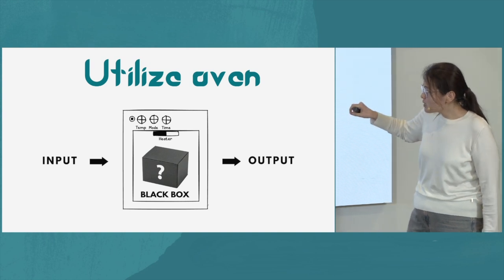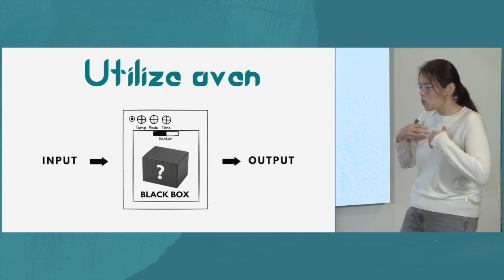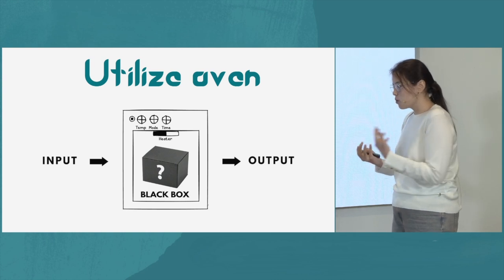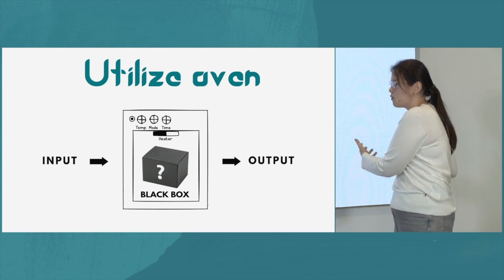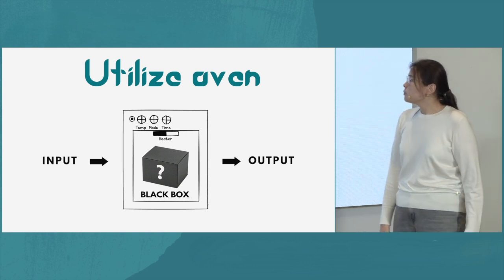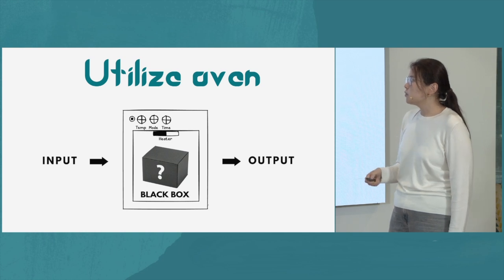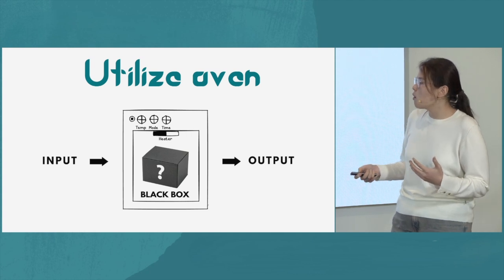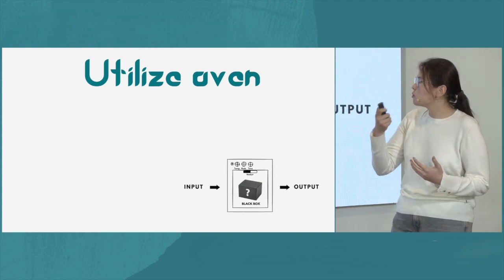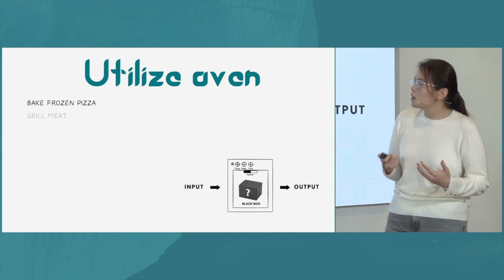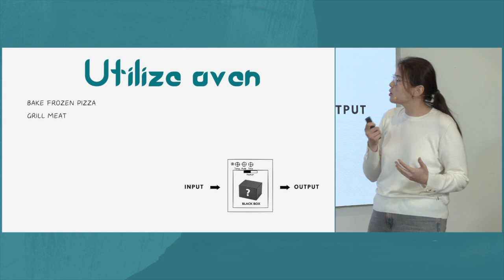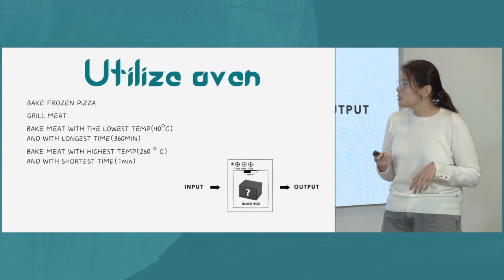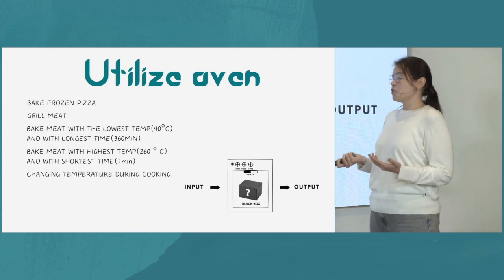So let's assume that our oven is a black box, and we know what we're going to put in, and we know what we expect from the oven. Like, we want to bake a frozen pizza. We know that at the output, we will have baked pizza, right? So I was thinking about what kind of user perspective scenarios there are, how the user is going to use our oven. The first ideas were to bake frozen pizza, grill meat with the grill mode option, bake meat with the lowest temperature and the longest time, bake meat with the highest temperature and shortest time, and change the temperature during cooking.